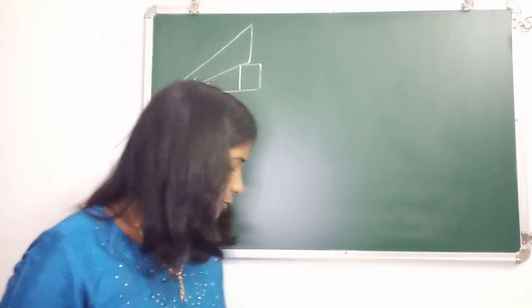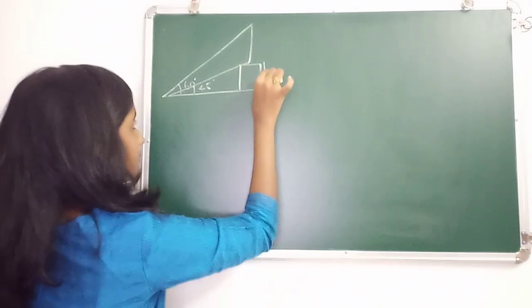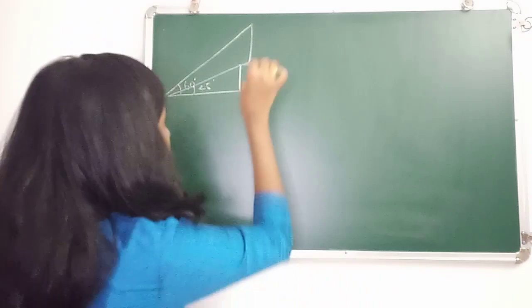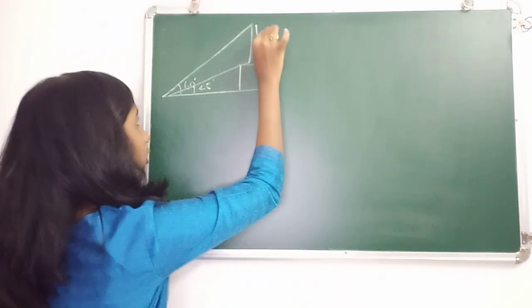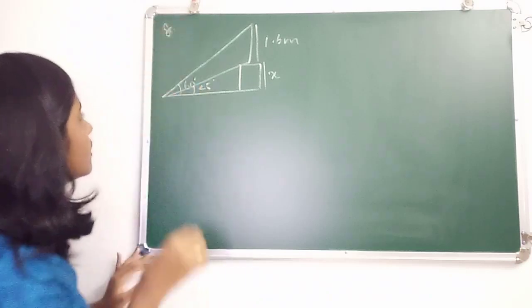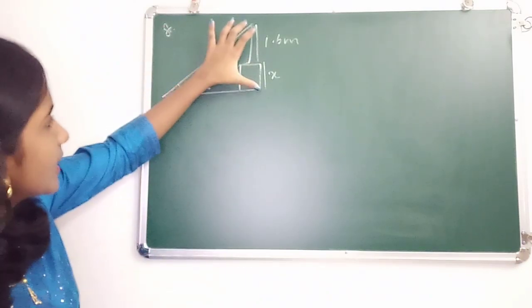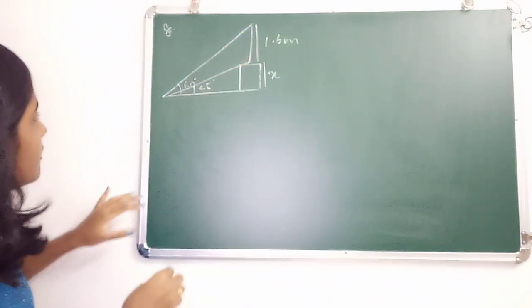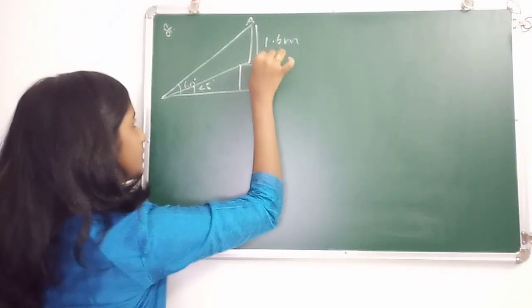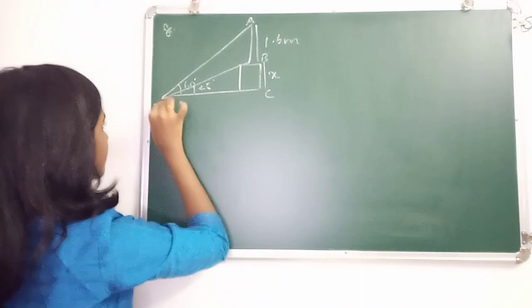And we have to find the height of the pedestal. We can take it as x, and the statue is 1.6 meter tall. Now we have to find the value of x here. First, let us name it A, B, C, and D.